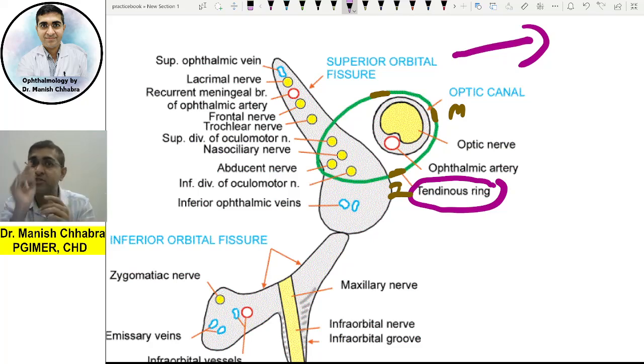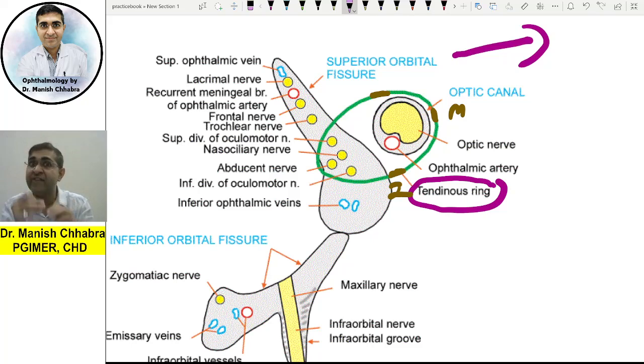So what is the purpose? The lacrimal nerve supplies the periorbital area or the lacrimal area. The frontal nerve supplies the frontal area, sensory nerve. Both of these are sensory nerves. T for trochlear nerve. Trochlear nerve supplies which muscle? Superior oblique muscle. Remember, SO4, LR6, RES3. Superior oblique is supplied by the 4th cranial nerve, which is the trochlear nerve. Lateral rectus is supplied by the 6th cranial nerve, which is the abducens nerve. And the remaining 4 extraocular muscles are supplied by the oculomotor nerve.